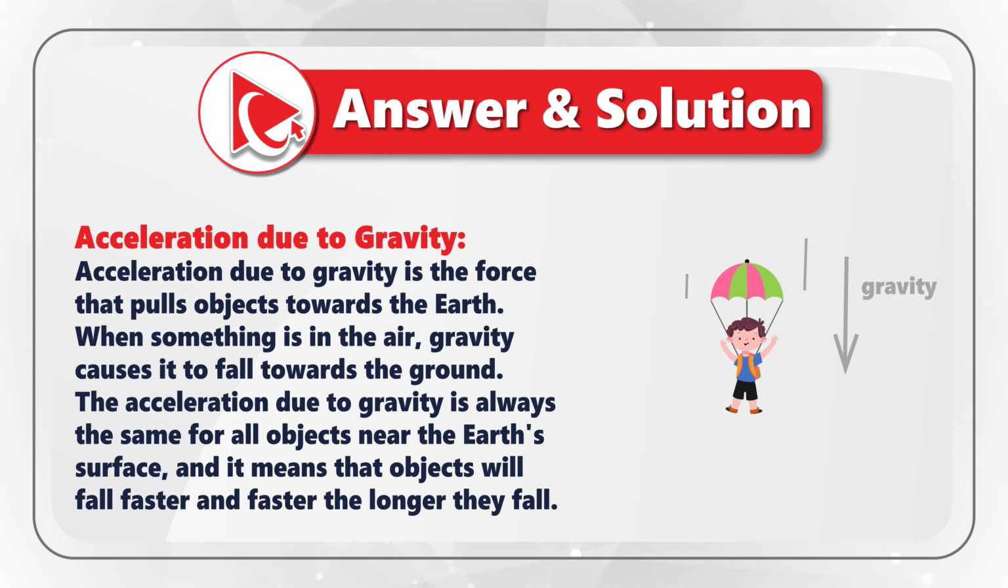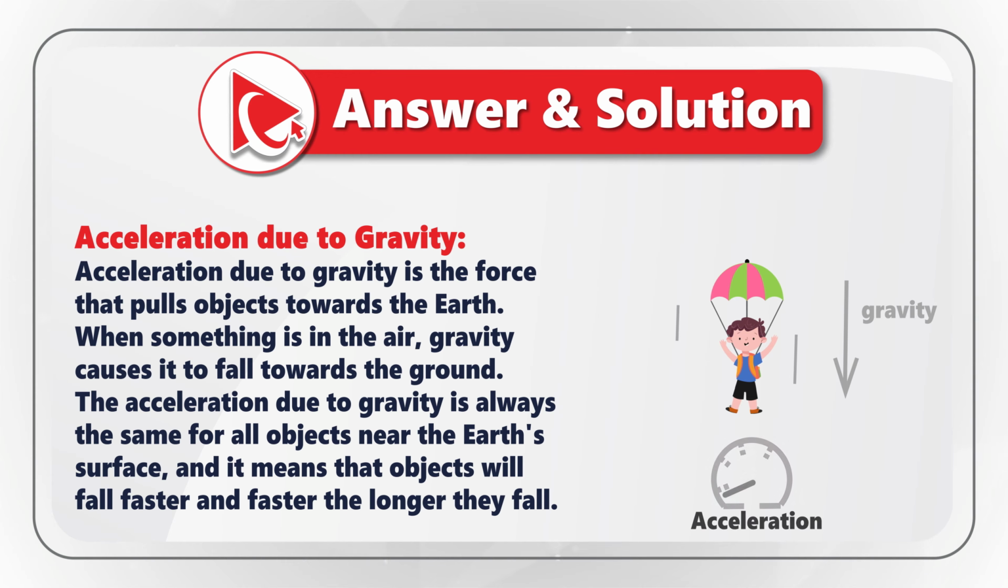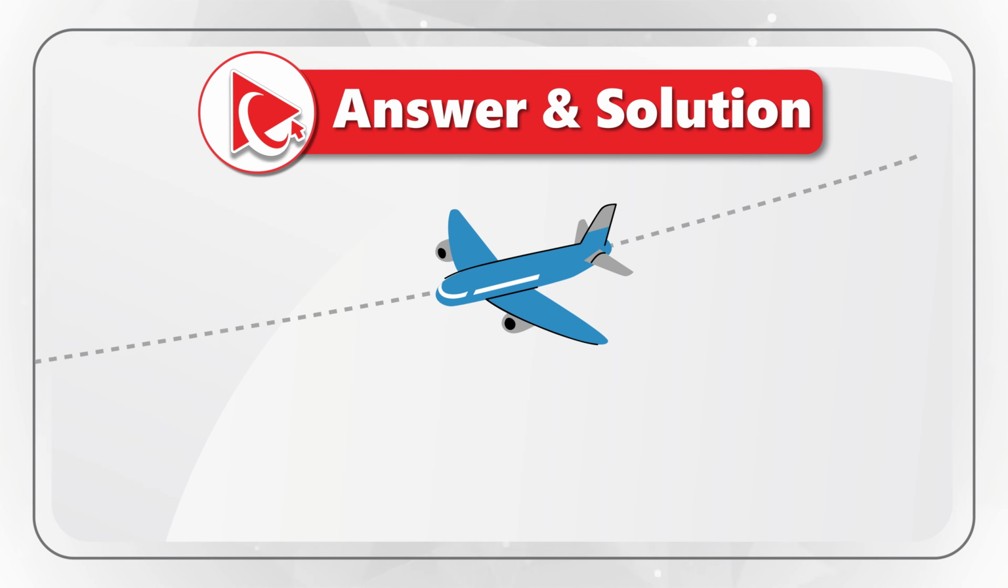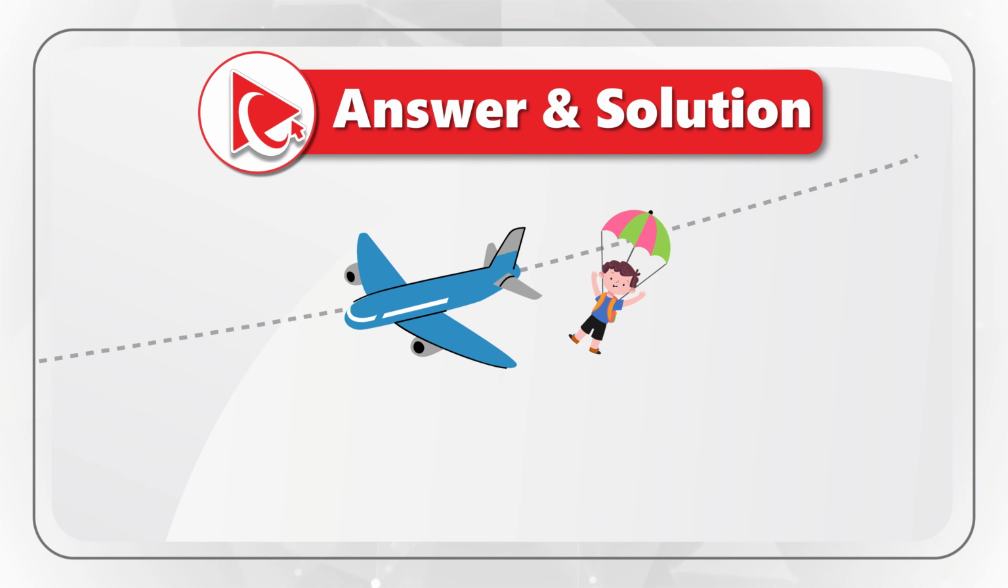Acceleration due to gravity is the force that pulls objects toward the earth. When something is in the air, gravity causes it to fall toward the ground. The acceleration due to gravity is always the same for all objects near the Earth's surface, and it means that objects will fall faster and faster the longer they fall. So let's look closely at what's going to happen after a parachutist jumps.